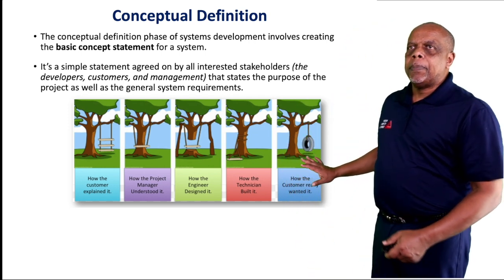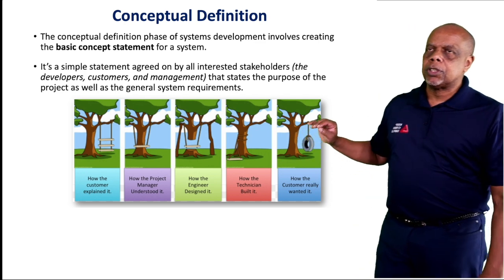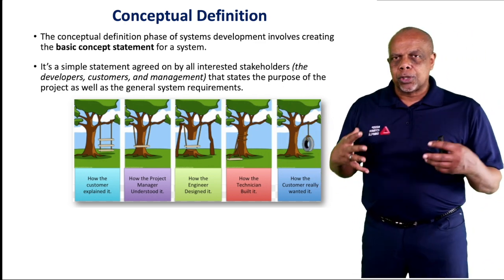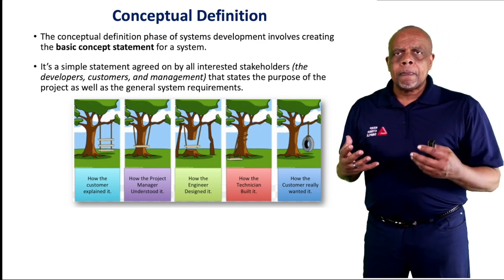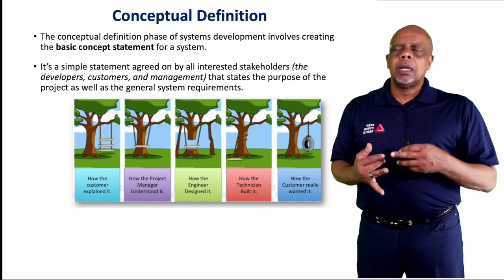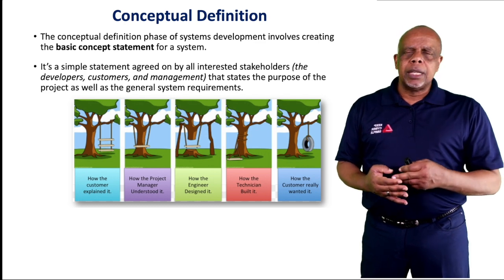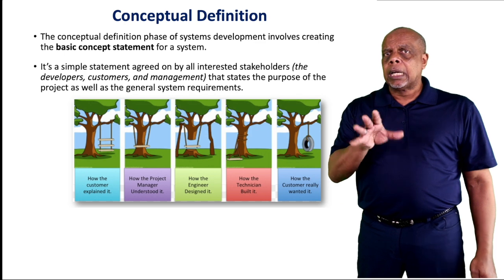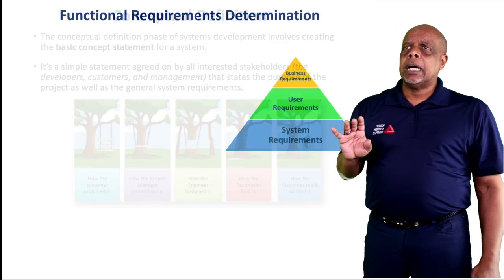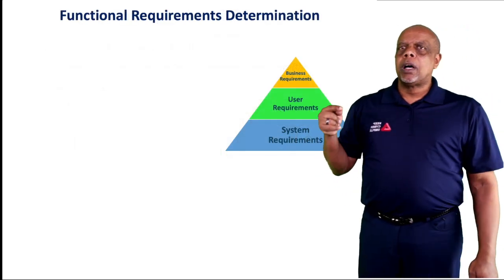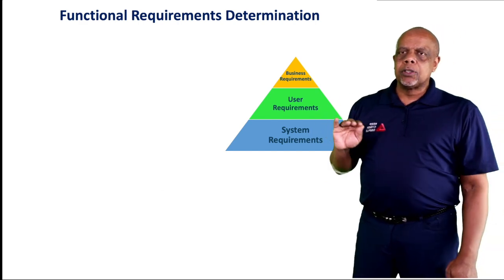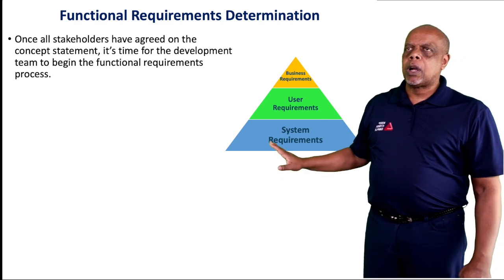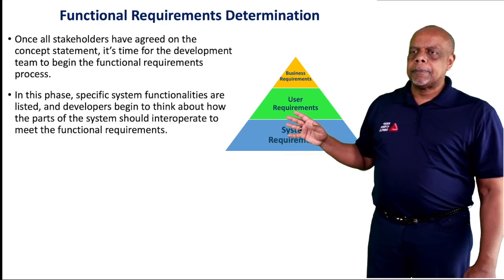So concept definition is so critical, so important to this process, because this is where all the stakeholders should come into agreement, whether it's the customer, the management team, developers, or engineering. So before we launch the boat from the dock, we all have a direction we're heading. Then after that, we can start developing what we call functional requirements. Functional requirements are based on the business requirements, user requirements, and system requirements. All of these things come into play.